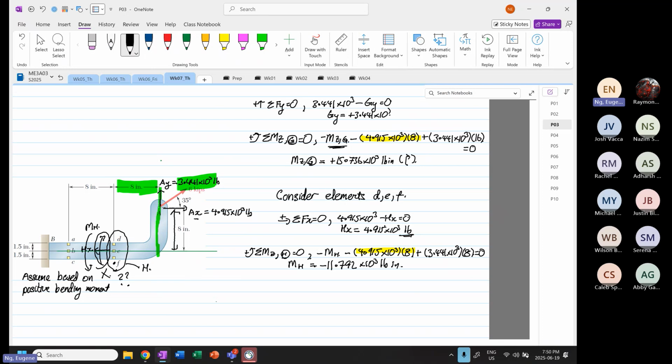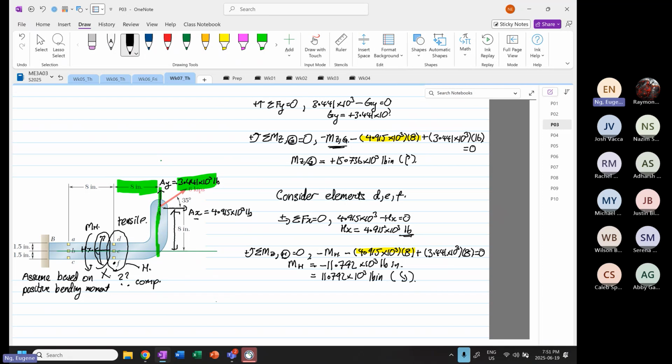Wait, let me see. Did I do it correctly? Minus coming down is clockwise, anti-clockwise, minus plus 3.441 multiplied by. Yep, it's correct. So when that's the case, this will be equal to 11.792 times 10 to the power 3 pound inch, and then the positive direction is coming down this way. When it's coming down, over here, due to the bending, is compression. Up here is tensile.